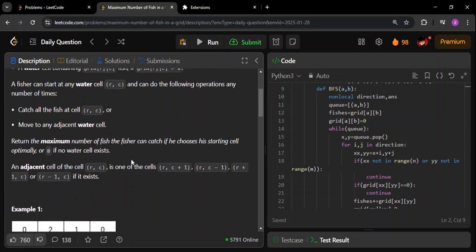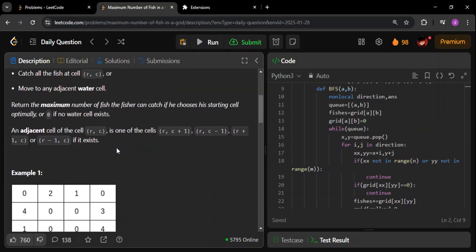Return the maximum number of fish the fisher can catch if he chooses his starting cell optimally, or 0 if no water cell exists. Okay, as simple as that. They are just telling you the definition of an adjacent cell. Adjacent cell basically means it is vertically and horizontally adjacent.